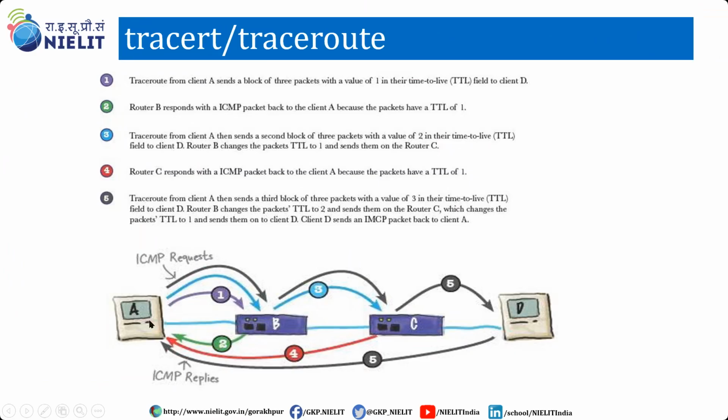So in this way, the source machine will again transmit the 3 packets with TTL value 2. So what will happen? These 3 packets will reach this machine. This machine will decrement this TTL by 1. Then these 3 packets will be forwarded to the next destination.